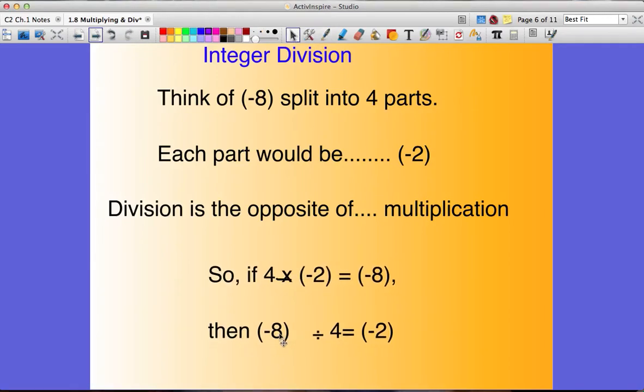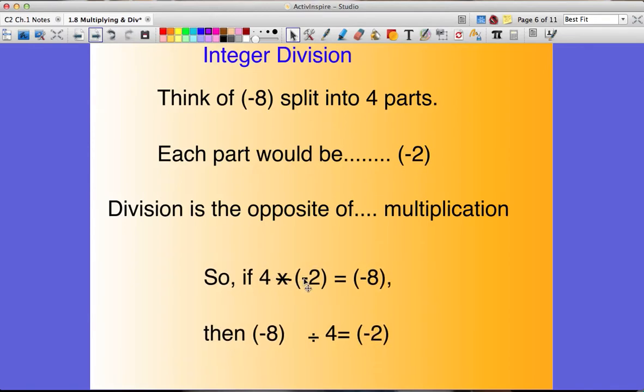So if I have a negative 8 divided by a positive 4, it's still going to give me that negative 2. Okay, so see how we just changed the numbers around and changed the symbols? They're all still the same, so the rules are the same for multiplication and for division.